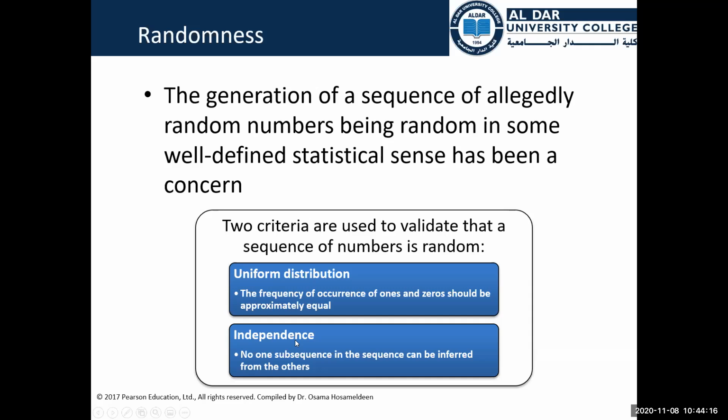The second criterion is independence. Independence means the subsequences are independent of each other. For example, I cannot guess one subkey or substream from other parts. I cannot predict the next bit stream using the current bit stream. This is independence. Independence means no subpart of the stream is dependent on any other subpart.